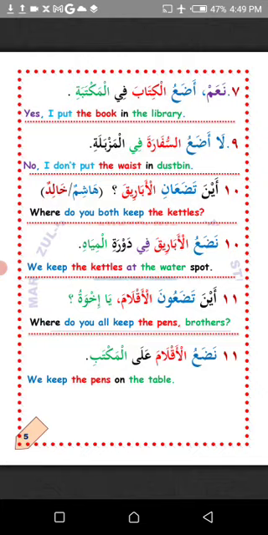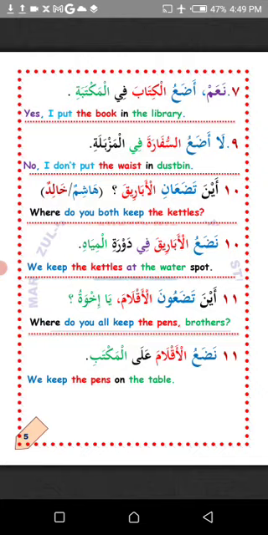Number 9: لا أضع السفارة في المزبلة. No, I don't put the waste in the dustbin. The no in English should be ignored. So لا أضع السفارة في المزبلة simply means I don't put the waste in the dustbin.